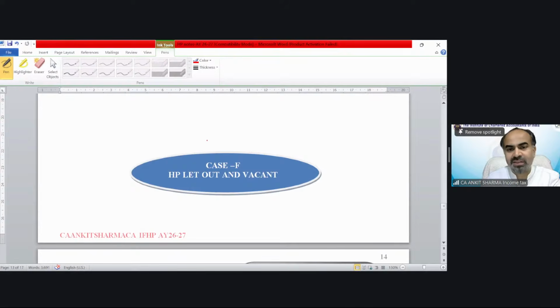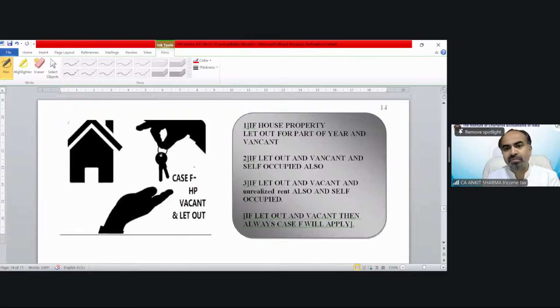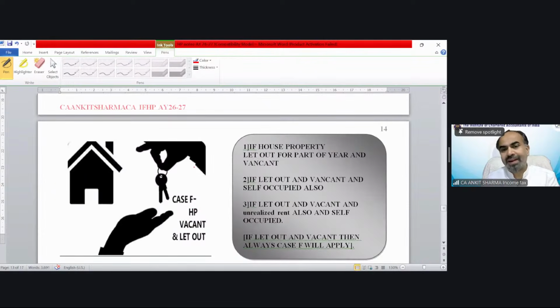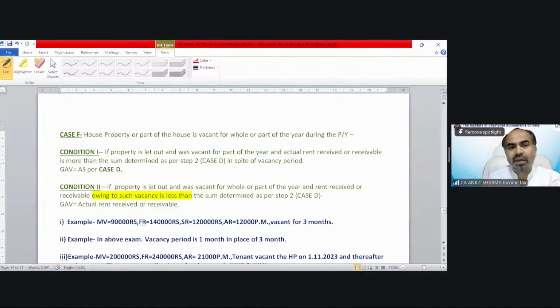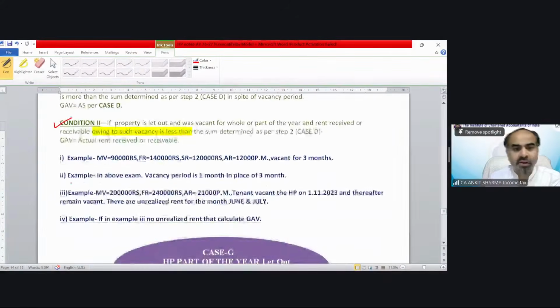Now the famous case, case number F, let out and vacant. If these two conditions are fulfilled, case F always applies. If let out and vacant, then whether it's self-occupied does not matter, unrealized does not matter. If let out and vacant, case F will always apply. And you can see case F, condition 1, condition 2, you have to find it out. Okay, now these are 4 examples for this let out and vacant case.